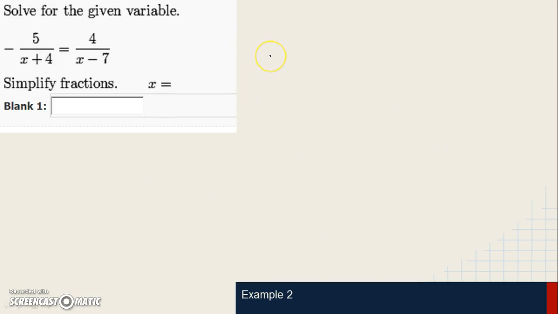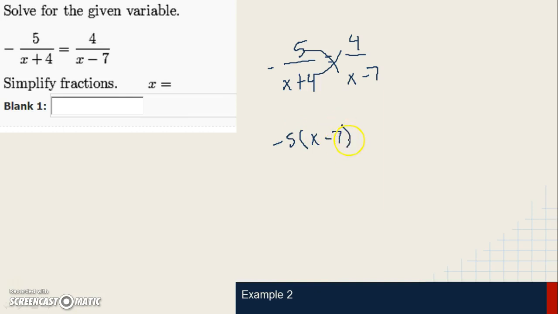Example number 2. Again, we have two ratios that equal each other, and what we're trying to find is the value for the variable that makes these equivalent ratios or equivalent fractions. So the first thing that I'm going to do is cross multiply, and when I cross multiply this numerator, I'm going to go ahead and take that negative with it, so I have negative 5 times x minus 7 equals, and I have x plus 4 times 4.